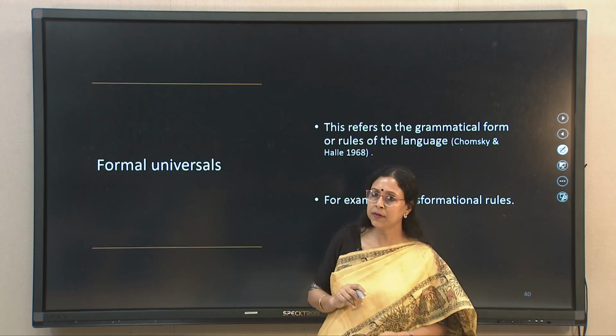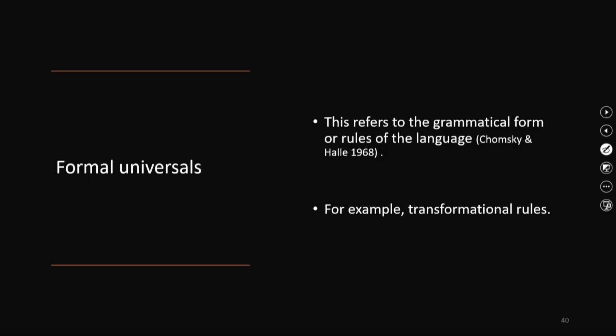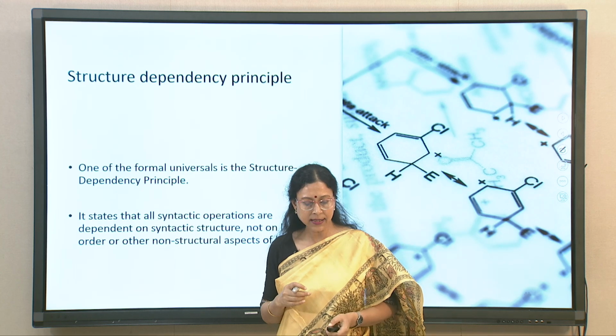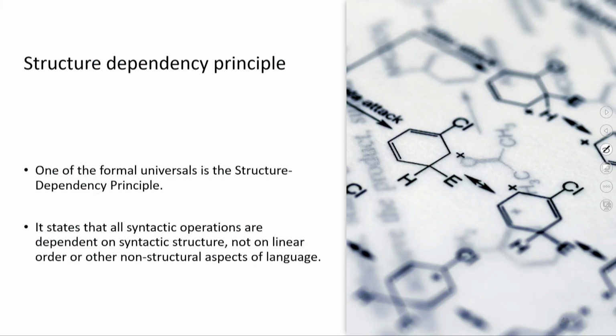And then we have formal universal. Formal universal refers to the grammatical form or rules of the language. There are many, but I have just mentioned here the transformational rules. This was of course proposed by Chomsky. So, substantive and formal universals make up the content and the structure. The what and how, both of these combine and create what is called universal grammar. Out of these various formal universals, one is the structure dependency principle. The structure dependency principle is nothing but the idea that syntactic operations are dependent on syntactic structure.